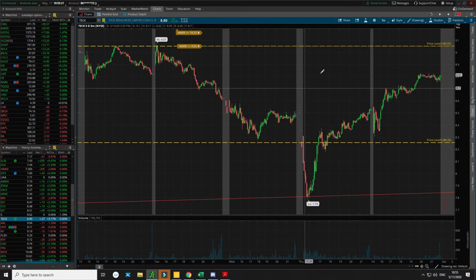So that's another chart that we're looking at here. So let's go over another one. We'll go back to the 1 year time frame.